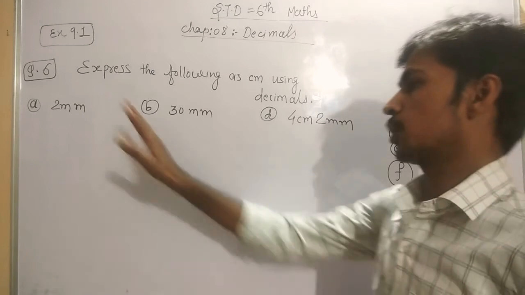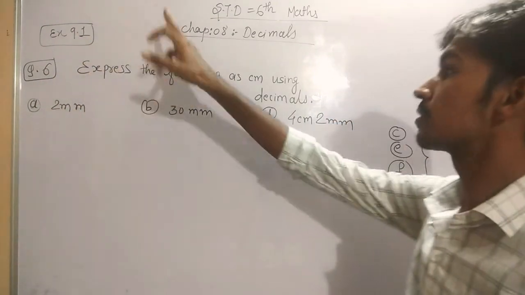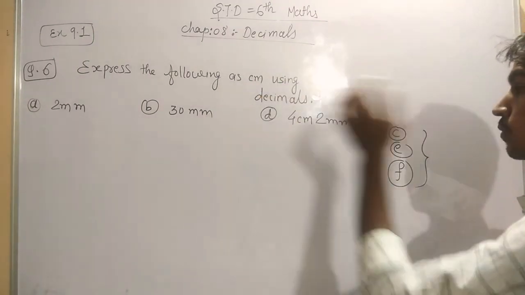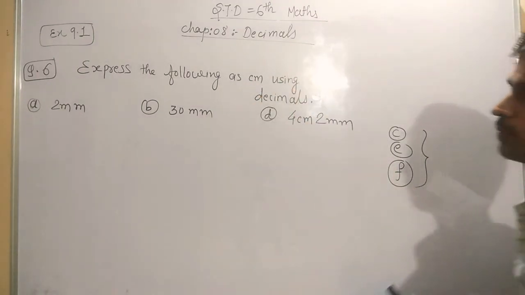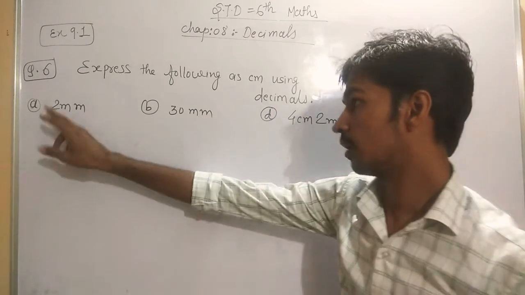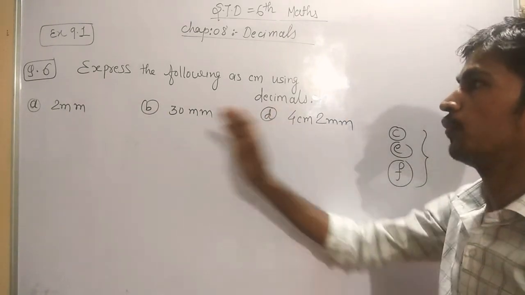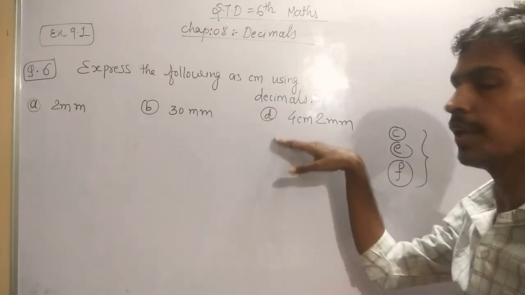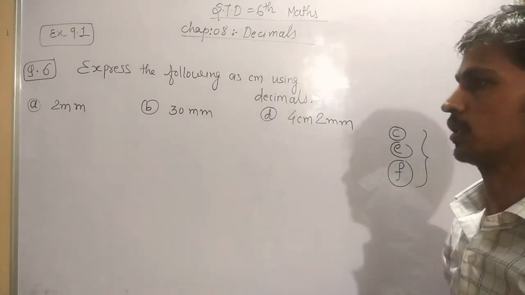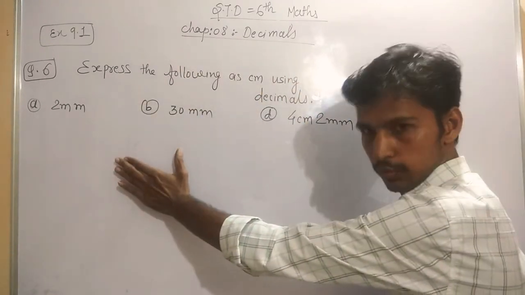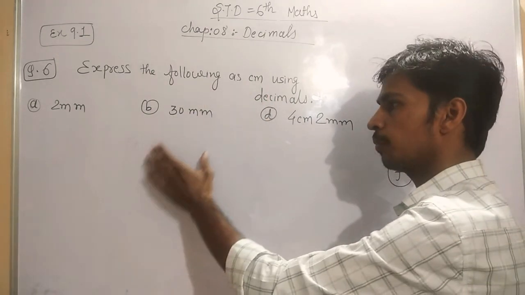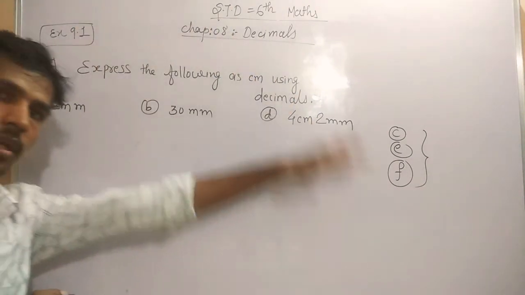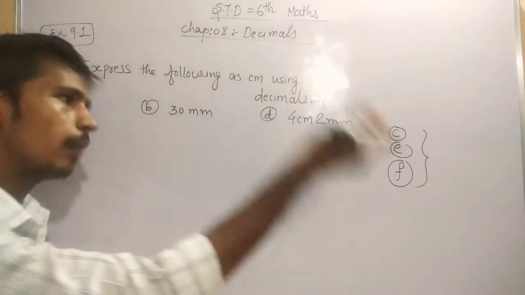Now students, question number 6. Express the following as centimeter using decimals. Okay student, I have taken here 3 sums. We have to express in centimeter and the sums are given in mm, millimeter. Student, now I am going to write one formula. You should keep it in your mind. It will be helpful for you later.